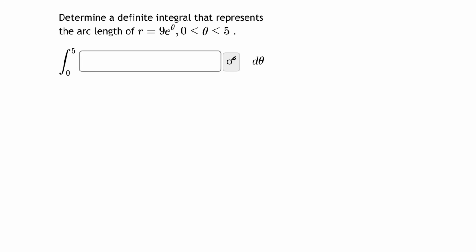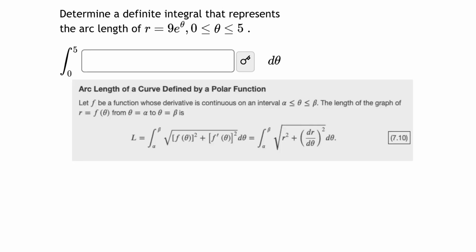For this problem, we're asked to determine a definite integral that represents the arc length of the polar curve r equals 9e to the theta, where theta ranges from 0 to 5. We actually are not going to have to evaluate this integral, we simply need to set it up.